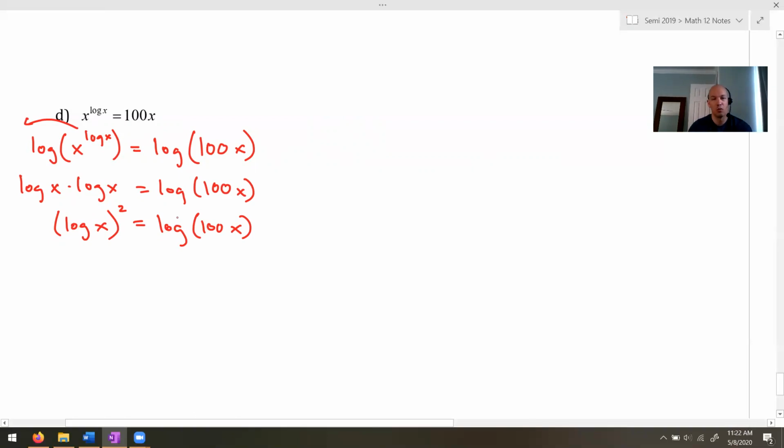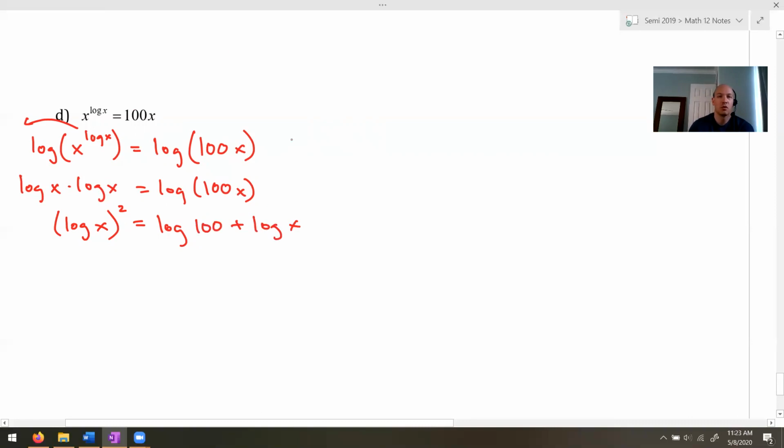What you can do at this point is realize you've actually kind of got a quadratic equation here. So what I'm going to do is erase this, because log of 100 times x can be expanded by using the product rule.